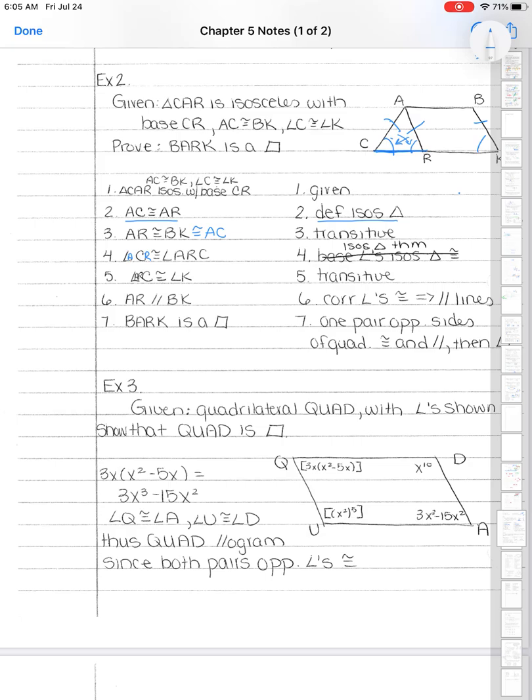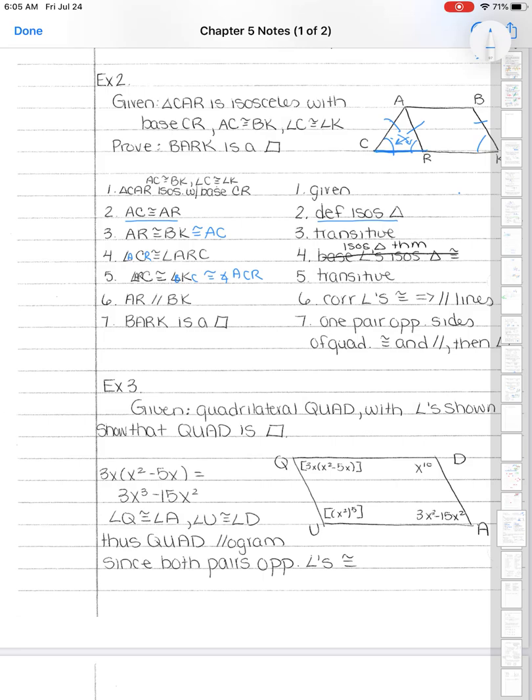Then after that, according to what we have, we know it's isosceles. So we can say that the angles opposite are congruent to each other. So angle ACR is congruent to angle ARC by the isosceles triangle theorem. And then just be careful. As soon as you write that, you don't want to forget.